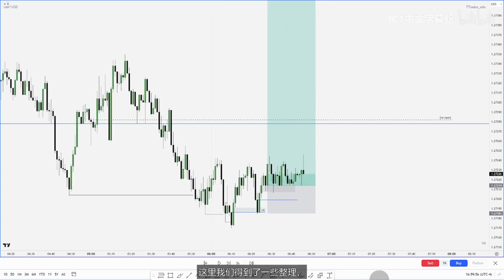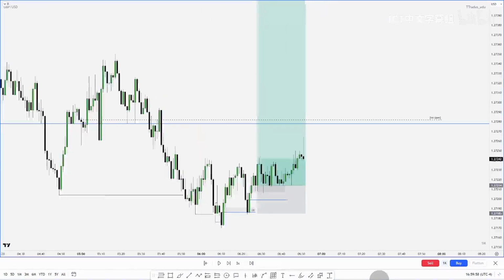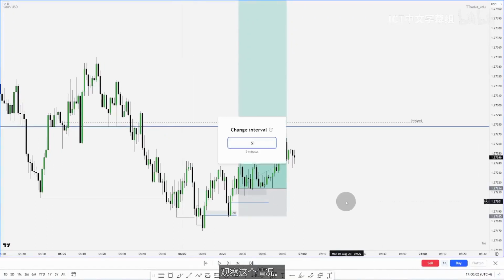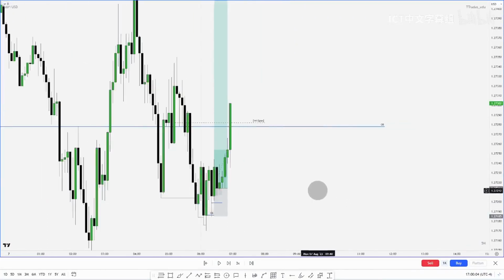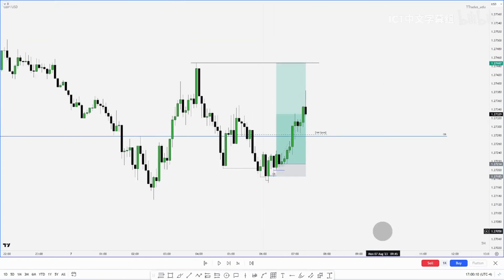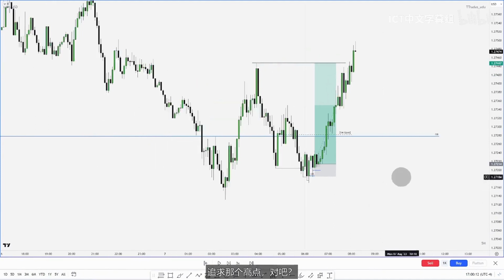Here we get some consolidation, start to move higher, and let's go out to a 5-minute chart to watch this play out. Start to get displacement up, and there we go, reach for that high, right?